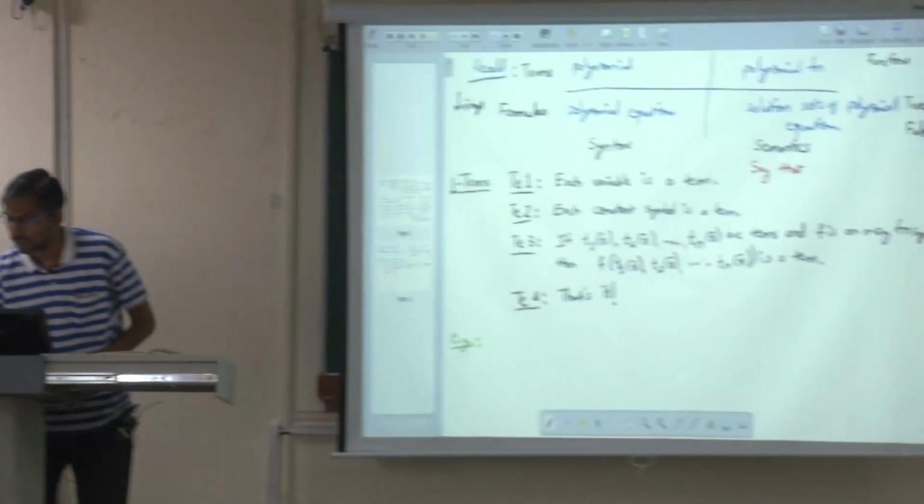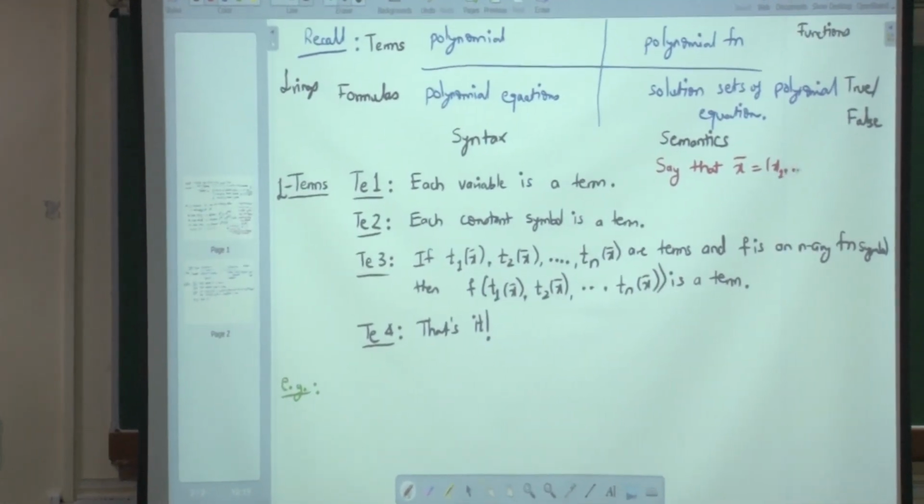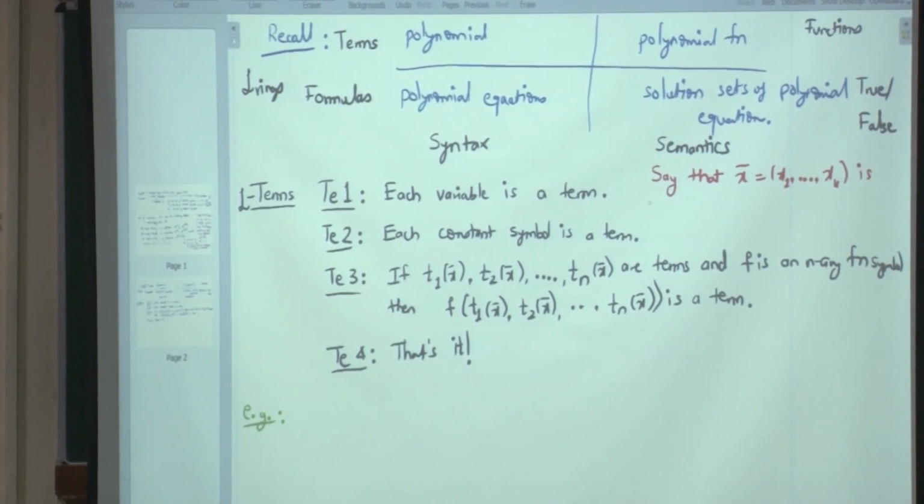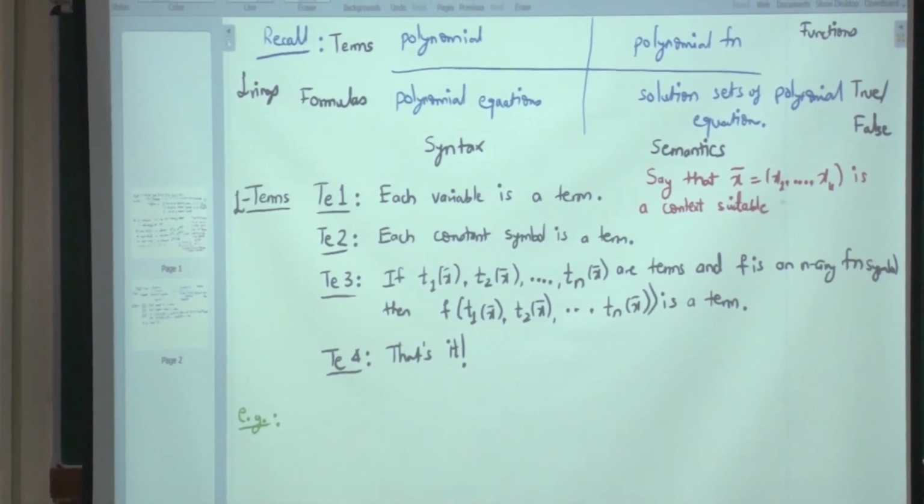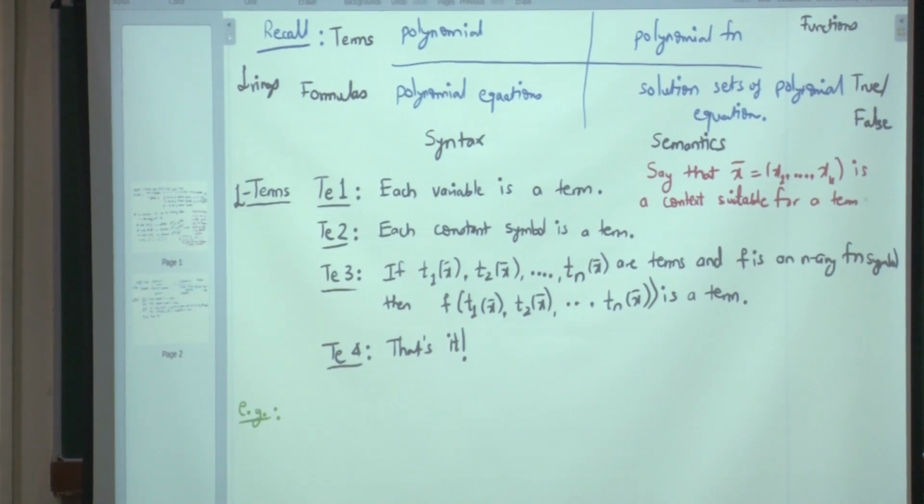So perhaps I should write this. So say that x bar equal to x1, x2, xk is a context suitable for a term T if the set of variables appearing in T are amongst x1, x2 up to xk.